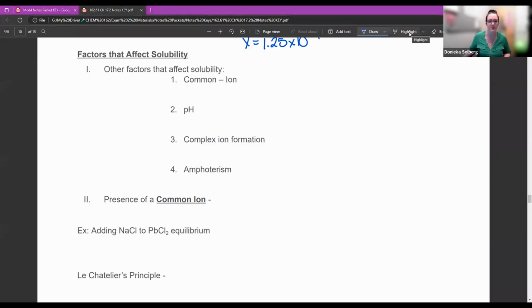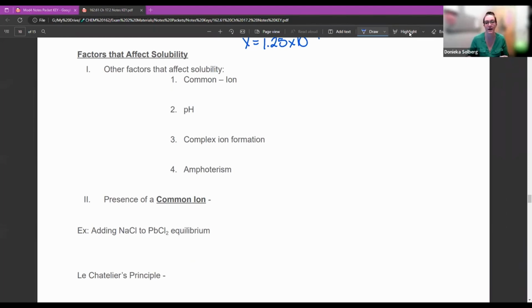Factors that affect solubility. There's a lot of things that can affect solubility, just like when we were doing acids and bases, there's a lot of things that can affect the pH in an equilibrium problem. I'm going to talk about each of these four individually. Besides heating it up: if you heat something, generally you're going to make it more soluble. I'm not talking about that because heat changes the temperature, which will change the K value. So I'm talking about other ways to affect solubility.